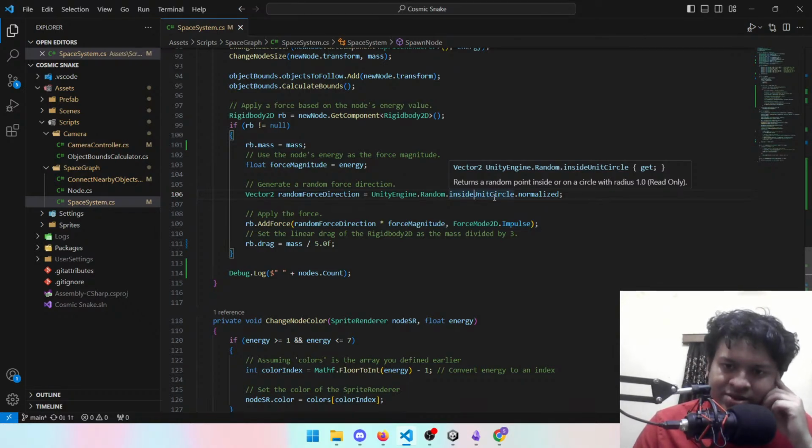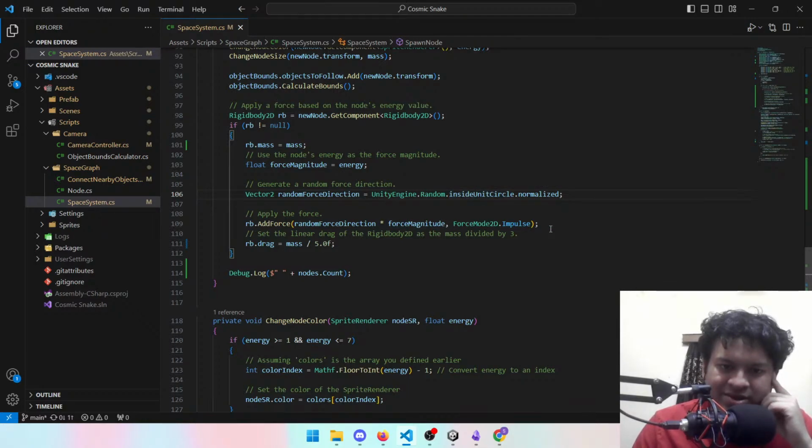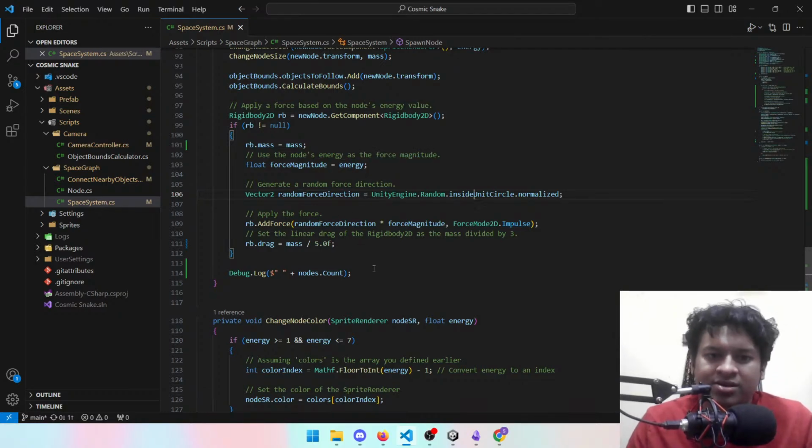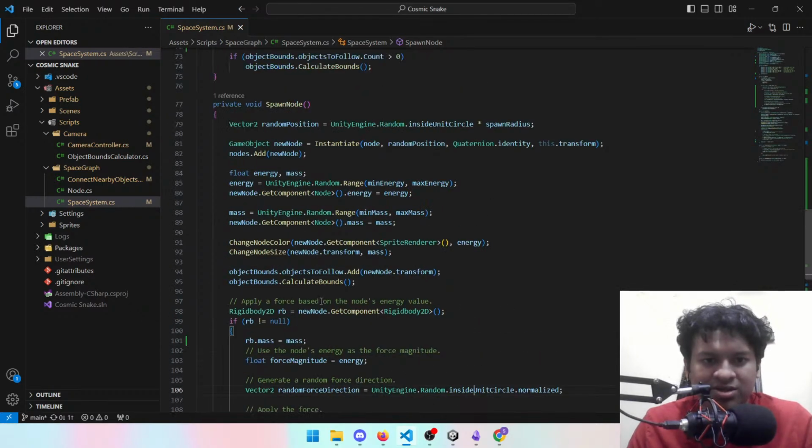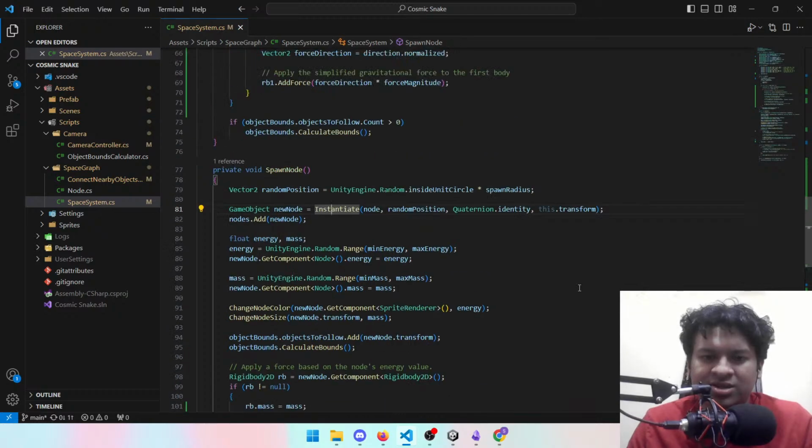Radius 1. So they use this to get the direction, they use this thing, then push it in that direction. Okay. This is just for adding the force. This thing does not need to be changed. Where is it being spawned though? Where's the instantiate? This thing, random position.